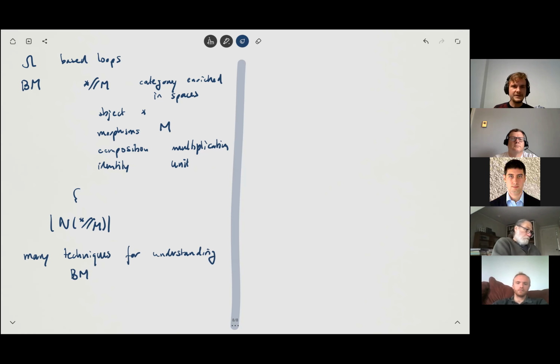These are like delooping machines, infinite loop space machines. And in particular, you can apply them, some of them, many of them, to M, the disjoint union of the classifying space of the symmetric group. And what you get is the following theorem.